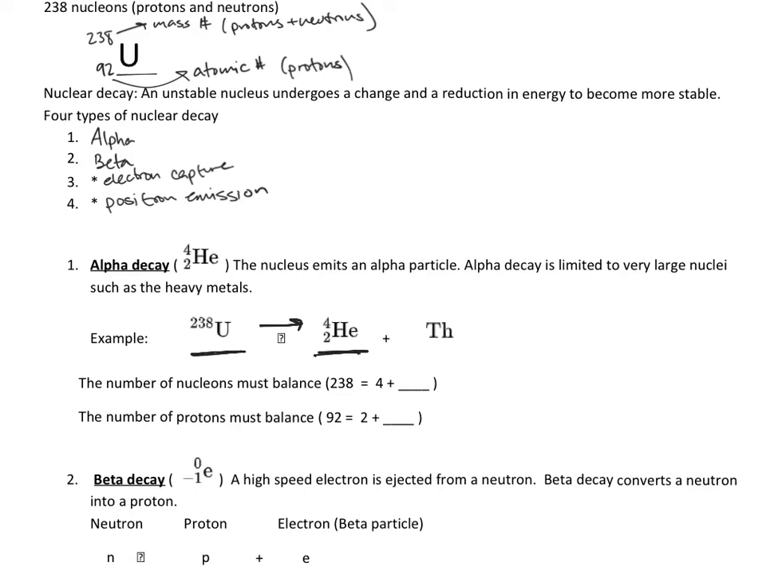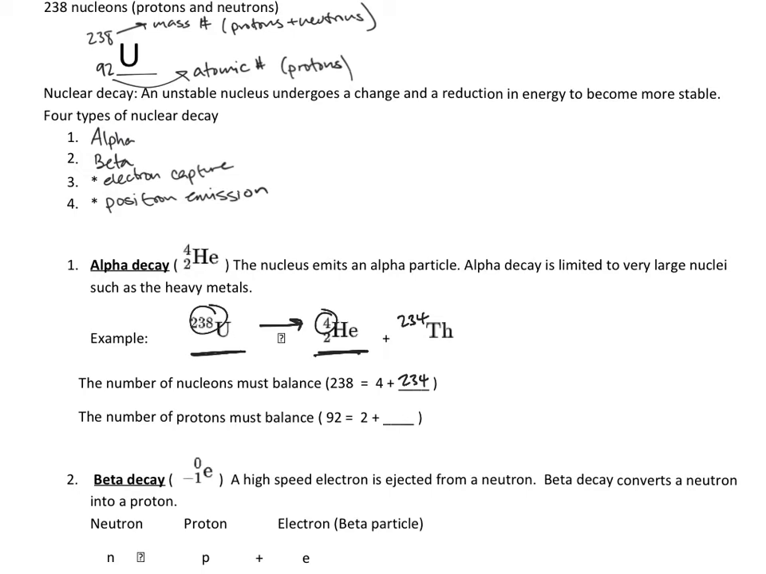Now we know mass has to be conserved. However many things you start with, you have to end with. So we have to balance out the number of nucleons, which is the mass number on the top. So we have 238 on the left. Right now we have got 4 on the right, which means we need 234 more to account for all of them. So we're going to have a mass number for our remaining substance, or our remaining nucleus, as 234.